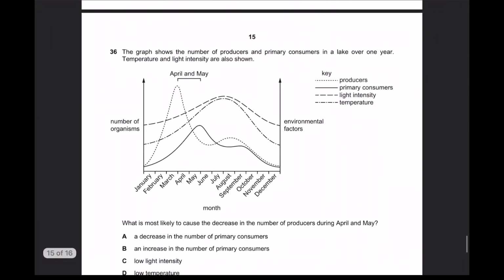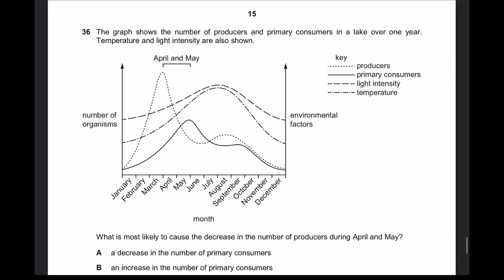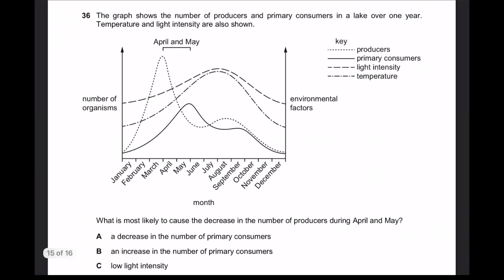Next question. The graph shows the number of producers and primary consumers in a lake over 1 year. Temperature and light intensity are also shown. What is the most likely cause of the decrease in the number of producers during April and May? During April and May, there's a decrease in the number of producers. What is the most likely cause?